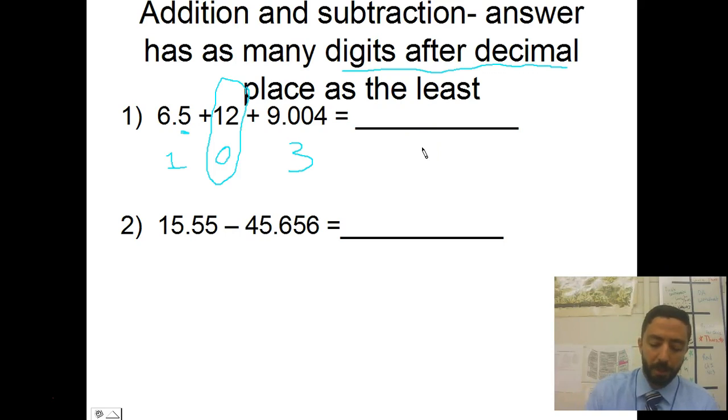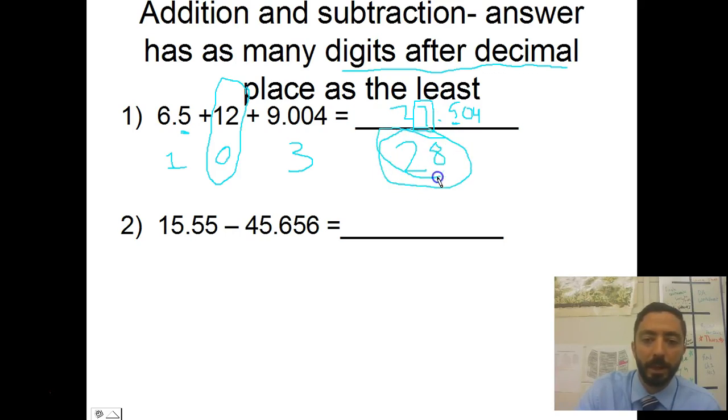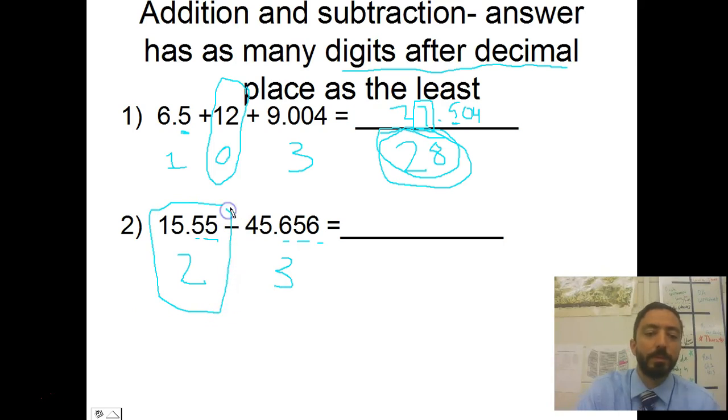So 6.5 plus 12 plus 9.004 gives me the answer of 27.504. I'm looking at this digit here because it's going to tell me how to round my 7. Remember, I'm not allowed to have any digits after the decimal, so this is going to be 28. The 5 will round me up to 28, and so that is the correct answer using significant figures. Same is true for subtraction. So I have 2 after the decimal, both 5s, and I've got 3 after the decimal. So my answer must have 2 digits after the decimal for this subtraction problem.